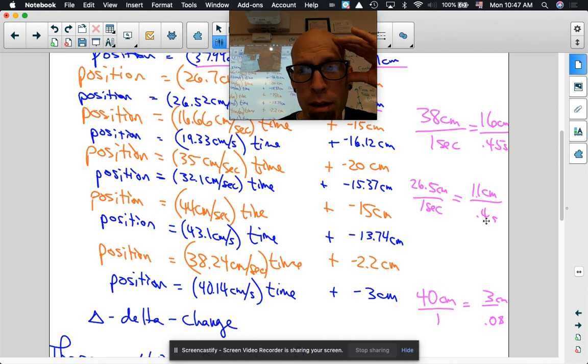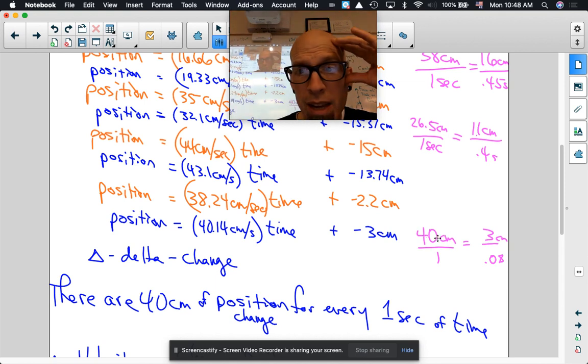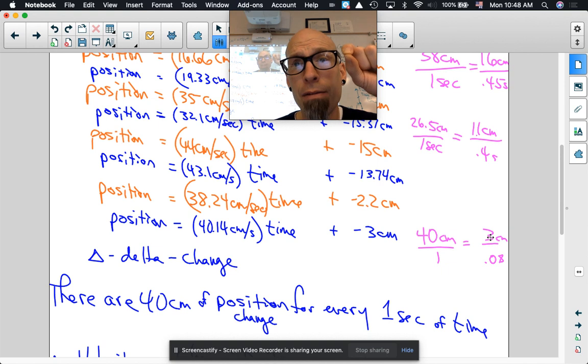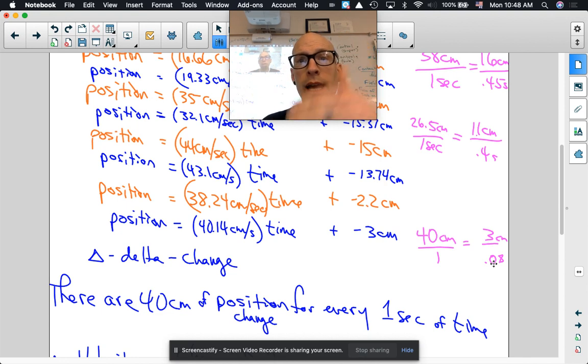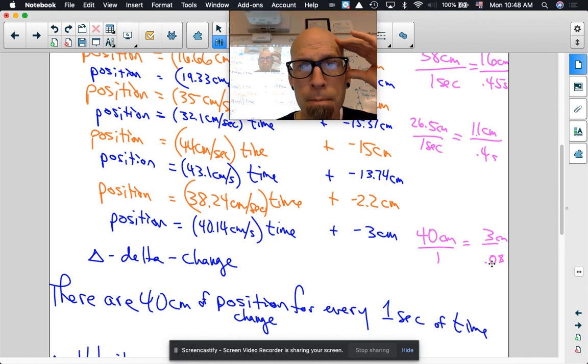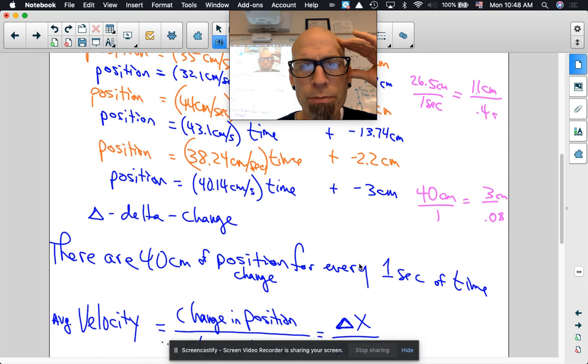went by. So these folks, if that buggy goes 40 centimeters every second, then only 3 centimeters, that's a tiny fraction of a second, less than a tenth of a second went by between the clock starting and the car starting. I hope that's making sense to you.